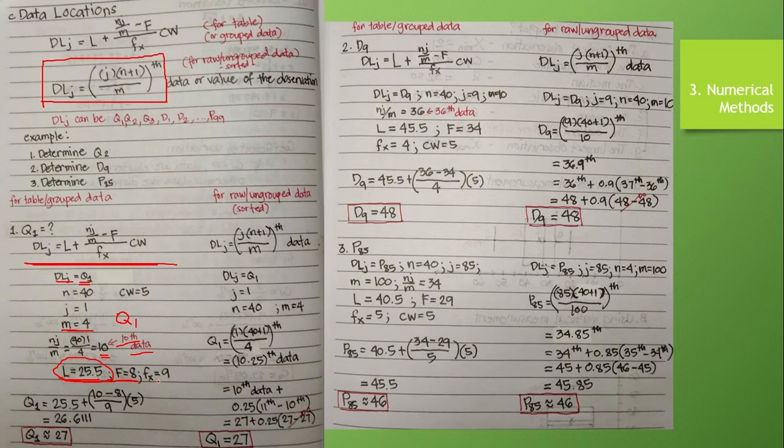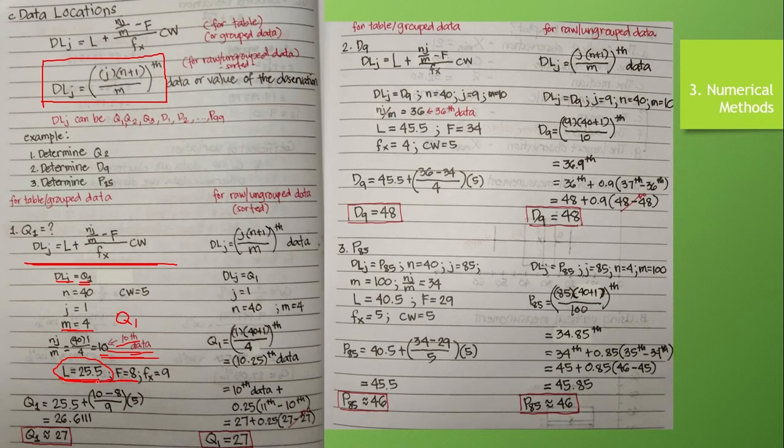Then get the frequency before the lower class boundary, the less than cumulative frequency of the interval before the one where the 10th data is located. So based on the table, please go back to the table. I have not presented the table here, so you go back to our table.